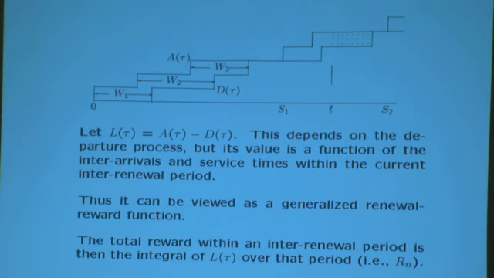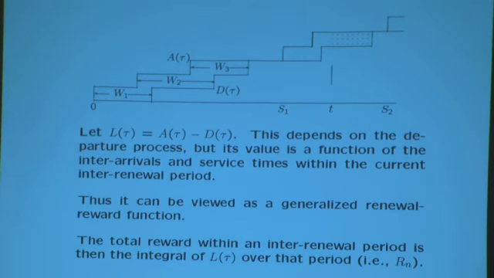Okay, we can view this as a generalized renewal reward function at this point, because the number in the system at any given time t is a function of what happens within this inter-renewal period. It's a function of these arrivals within this inter-renewal period and these departures within this inter-renewal period. So we can use renewal reward theory. The total reward within an inter-renewal period is the integral of L of tau over that period.